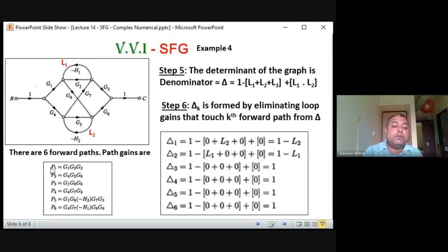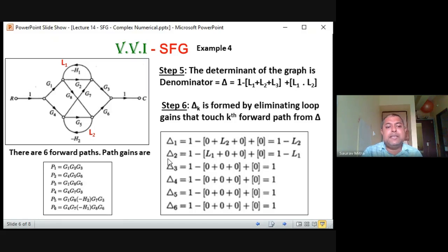Whenever we are going to write P1 delta 1, we will write P1, that is G1, G2, G3 multiplied by 1 minus L2. How much is L2? L2 is nothing but minus G5H2. So this 1 minus L2 will become 1 plus G5H2, and that you multiply with the forward path gain G1, G2, G3. So this is a very simple thing. These 4, 5 numericals you solve. So far I am solving the fourth numerical. I'm going very slow, but all the difficult numericals also have the same base.